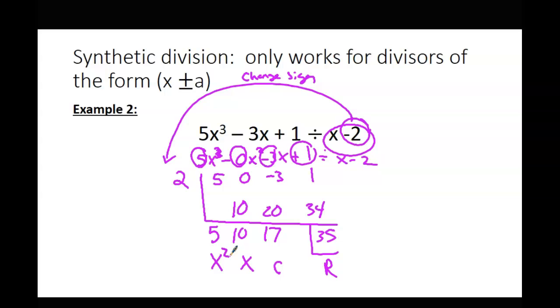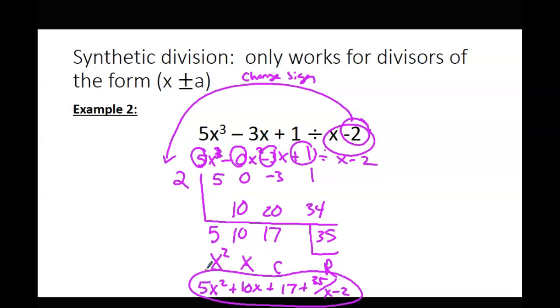So here's my final answer. Ready? We have 5x squared, right? Plus what? 10x plus 17. And then my remainder is plus 35 over my divisor, x minus 2. Whoa. That's so much easier. So we could have done that for the first problem today. So anytime your divisor is a simple binomial, x and a number, you could do this.